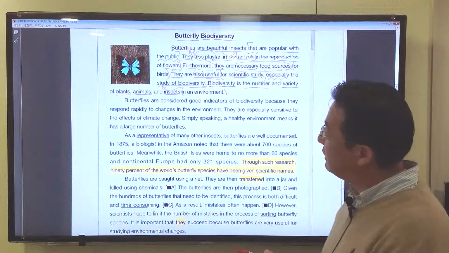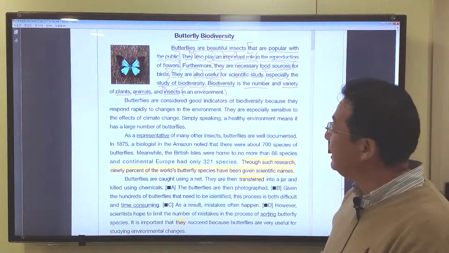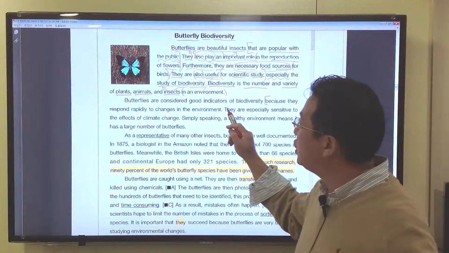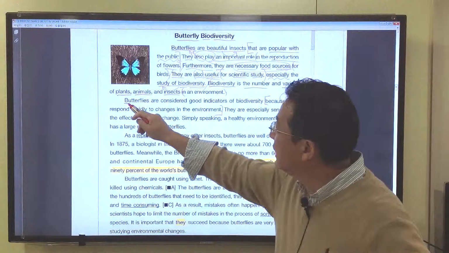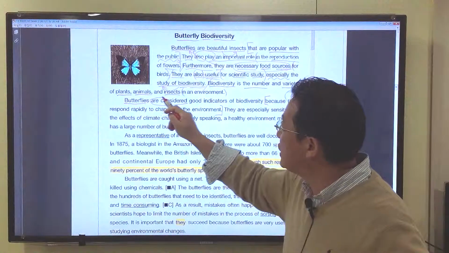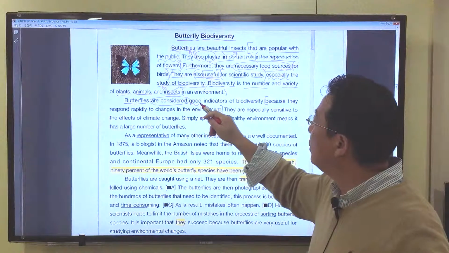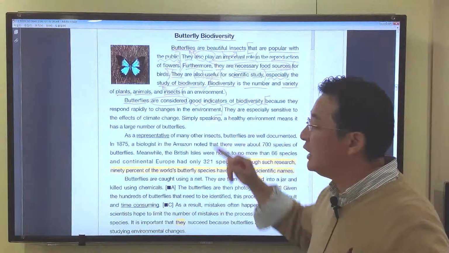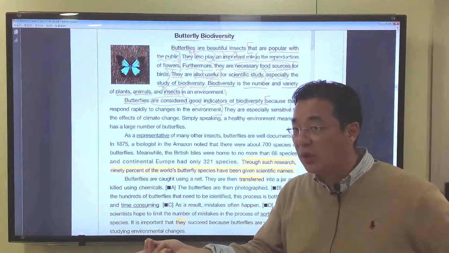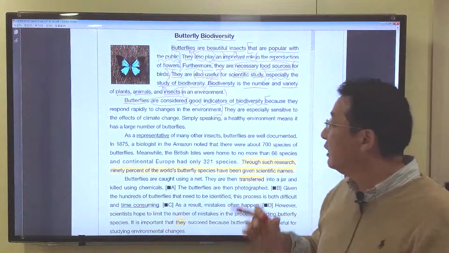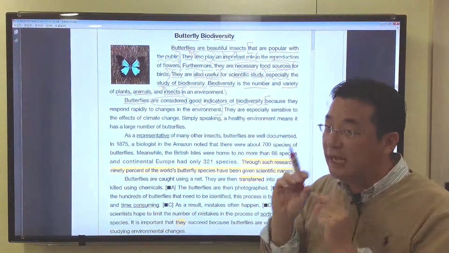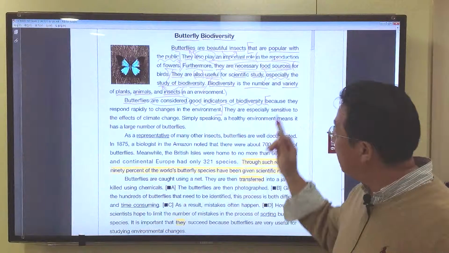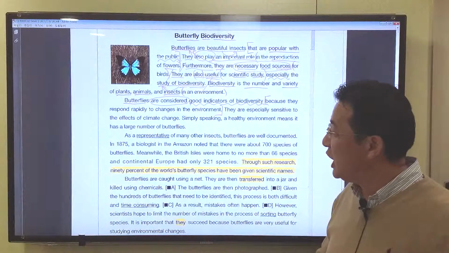자, second paragraph 가겠습니다. Butterflies are considered good indicators of biodiversity because they respond rapidly to changes in the environment. 자, 그래서 나비들은 뭐뭐으로 are considered, 간주된답니다. 무엇으로? Good indicators of biodiversity. 생물학적 다양성의 좋은 indicators, 표시자들로 이 말입니다. 그죠? 그래서 나비가 어떤 생물학적 다양성을 표현을 잘 한다는 말입니다. 그래서 good indicators, 좋은 표시자들이랍니다. 왜냐하면 because they respond rapidly to changes in the environment.